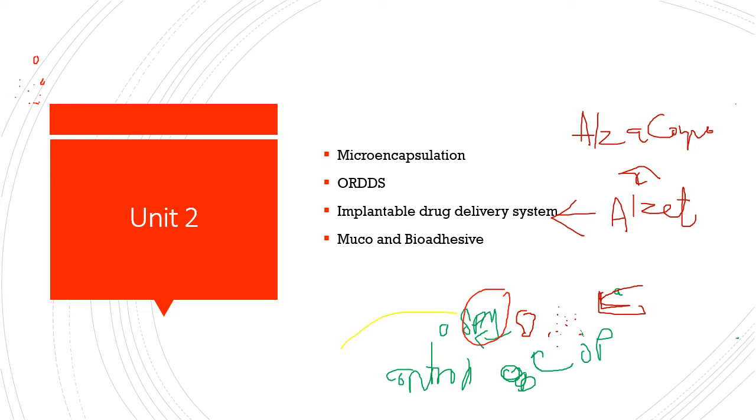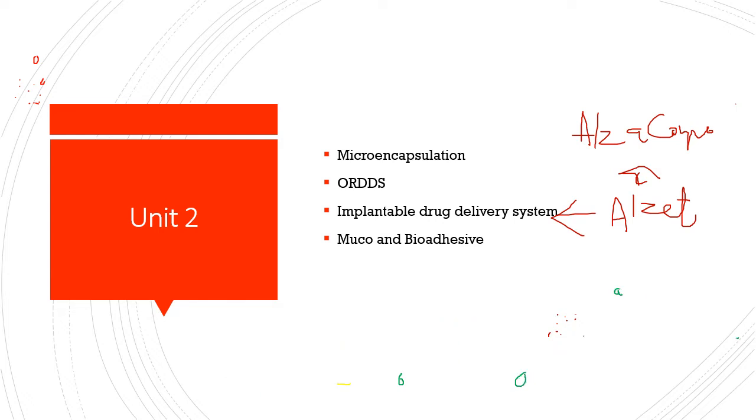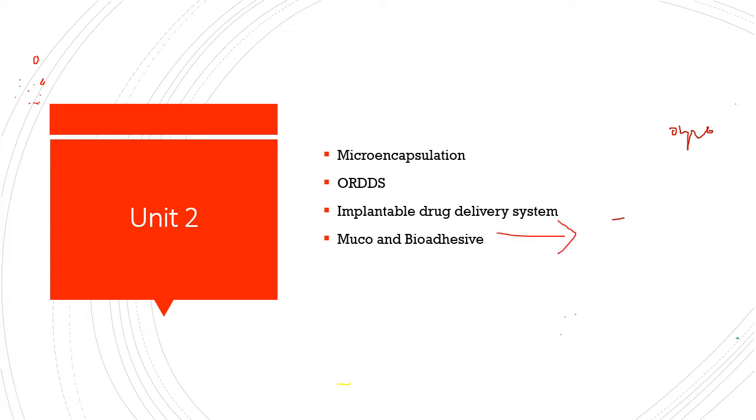It is mostly cellulose acetate, which is used as a semi-permeable membrane. And the next and the last one is the mucoadhesive and bioadhesive. These are basically those systems that adhere, that attach to your mucous membrane. And there are 2 stages, contact stage and consolidation stage.